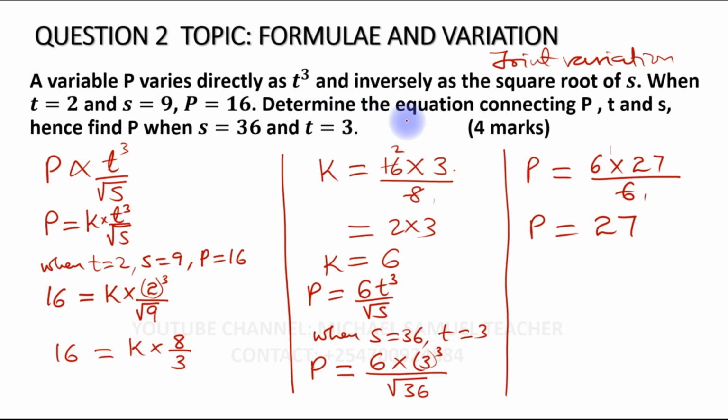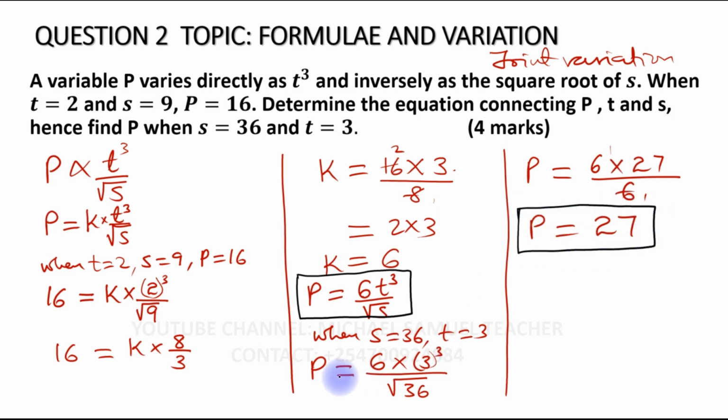So we have determined the equation connecting p, t and s, and also we have found the value of p given s and t. So that's how we are supposed to do question 2. So we move on to the next one.